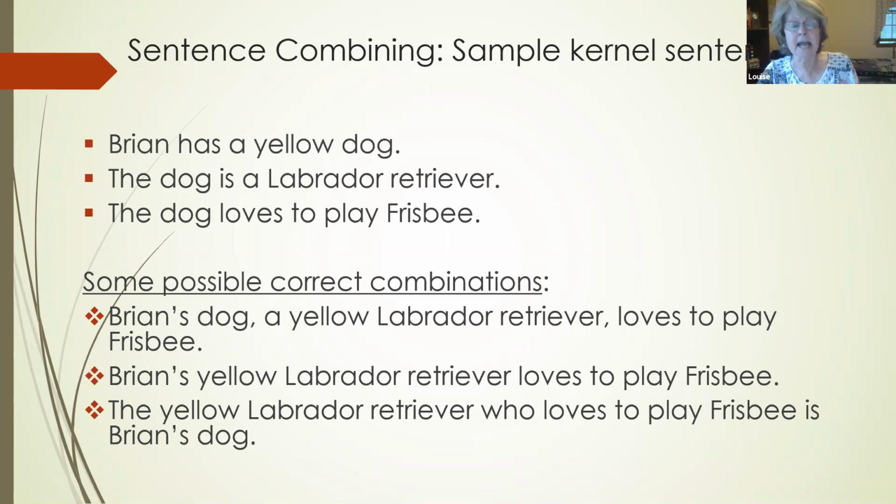On the other hand, the last one seems to have a little bit of a different emphasis. It's like you're emphasizing which dog is Brian's dog. The yellow Labrador retriever who loves to play frisbee is Brian's dog. So if I wanted to emphasize that idea, maybe I would word it that way. And there's a lot of that nuance in writing. Or maybe I would pick the first sentence if I had a sentence right next to it that had a certain structure, because I want to have variety in my writing.